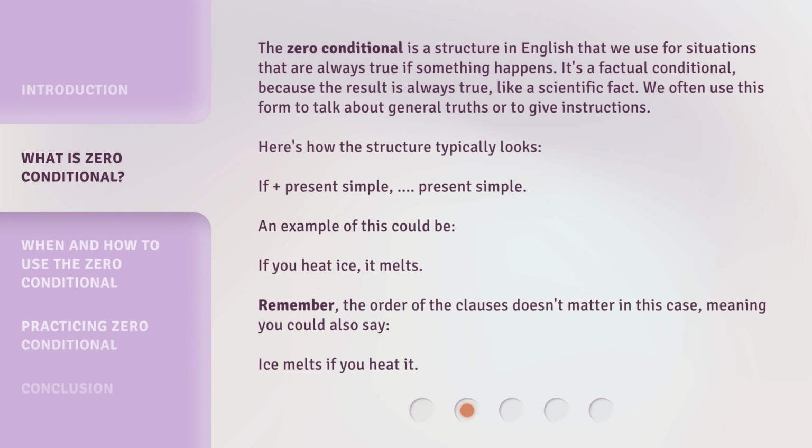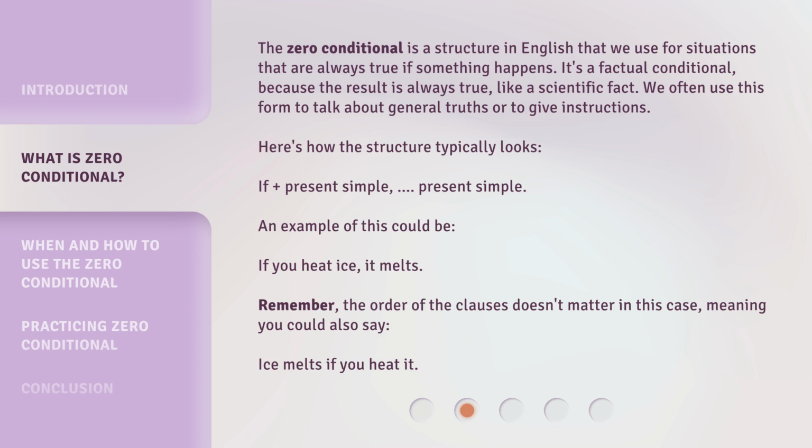The zero conditional is a structure in English that we use for situations that are always true if something happens. It's a factual conditional, because the result is always true, like a scientific fact. We often use this form to talk about general truths or to give instructions.